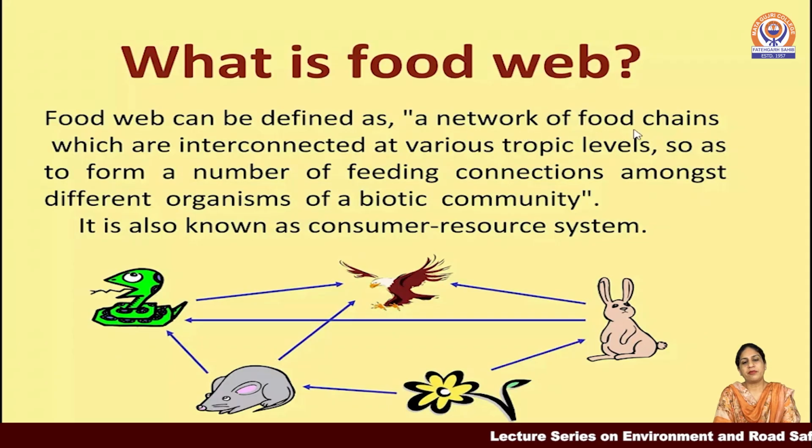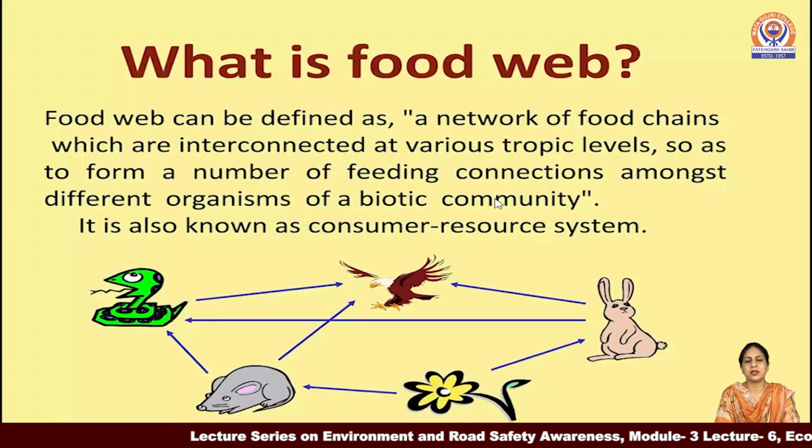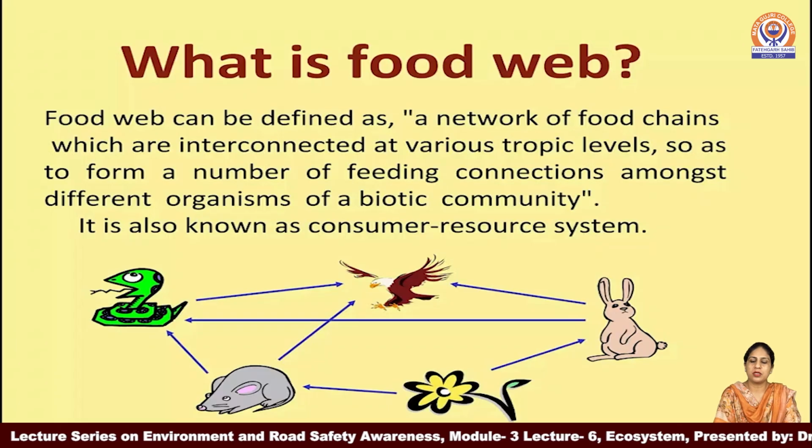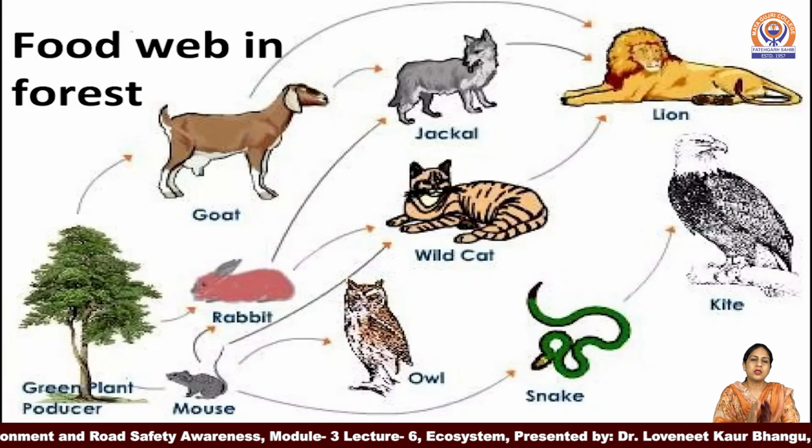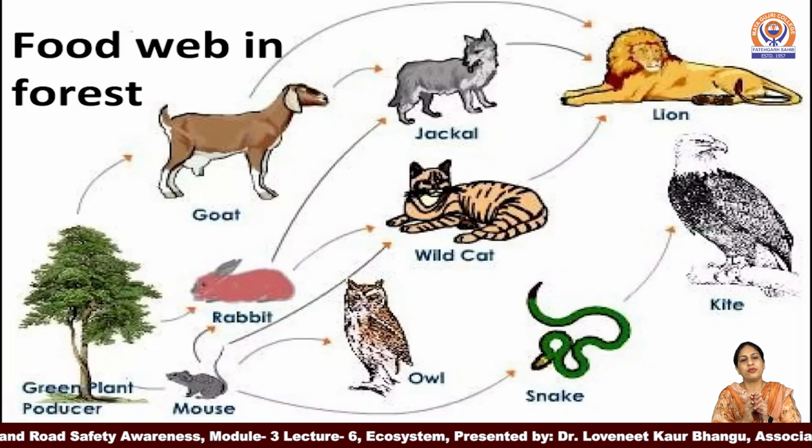Food web can be defined as a network of food chains which are interconnected at various trophic levels so as to form a number of feeding connections amongst different organisms of a biotic community. It is also known as consumer resource system. So dear students, in nature, a food chain never prevails in isolation. So there is always an intermingling of the food chains.